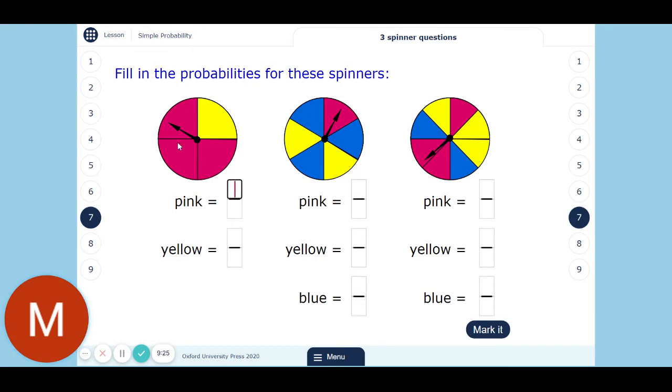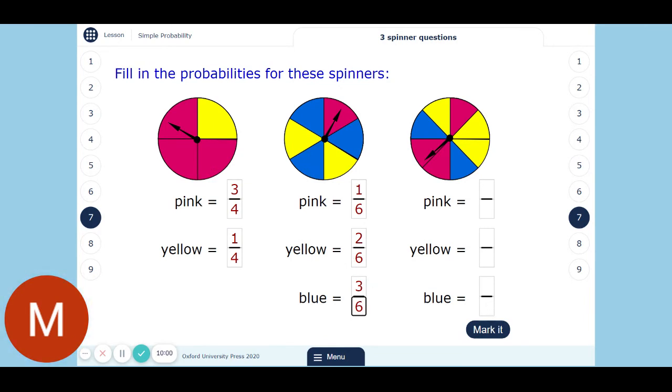So pink, there's 1, 2, 3 sections that are pink out of 4 sections total. Yellow, there's 1 out of the 4 sections. Pink, we've got 1 out of, there's 6 sections on that spinner. Yellow, 2 sections out of 6. And blue, 3 out of 6. You notice how I don't simplify these fractions with probability, because it just makes it easier to understand.